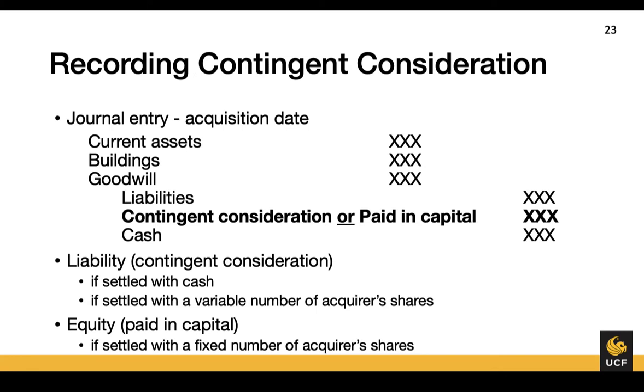Contingent consideration can be accounted for as a liability called contingent consideration, or as an equity account called paid-in capital contingent consideration. Whether the contingency is accounted for as a liability or an equity account depends upon the terms of the deal. If the future payment will be made in cash, then it is recorded as a liability. If the future payment will be made through the issuance of stock, then it depends. When the number of shares to be issued is fixed, then the contingency is recorded as equity. Otherwise, it is recorded as a liability.